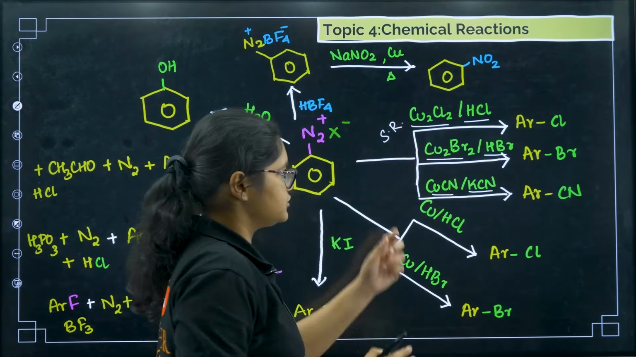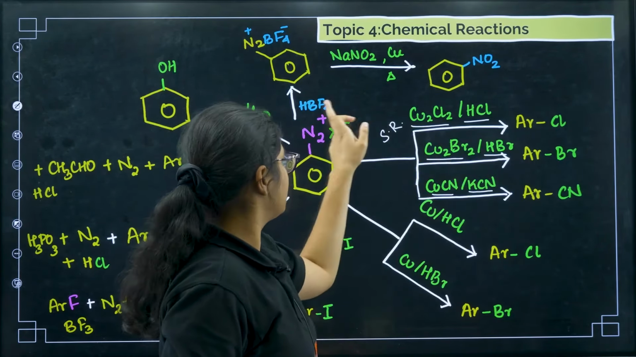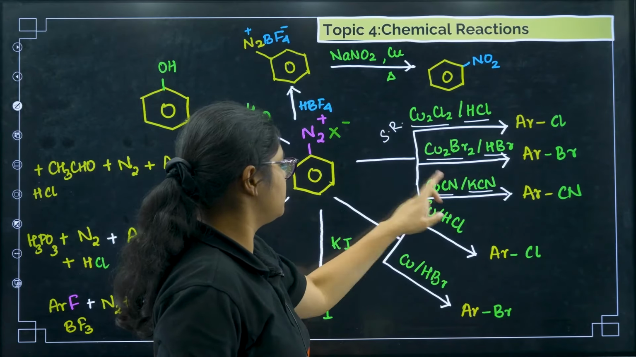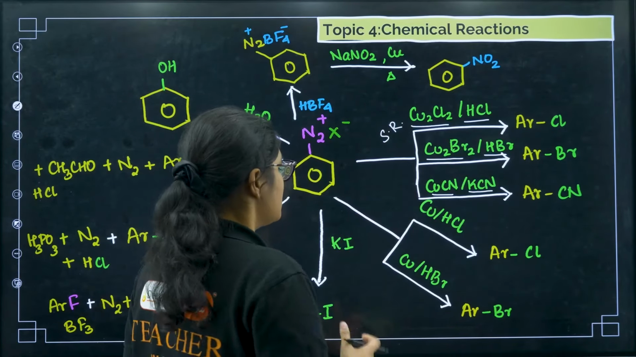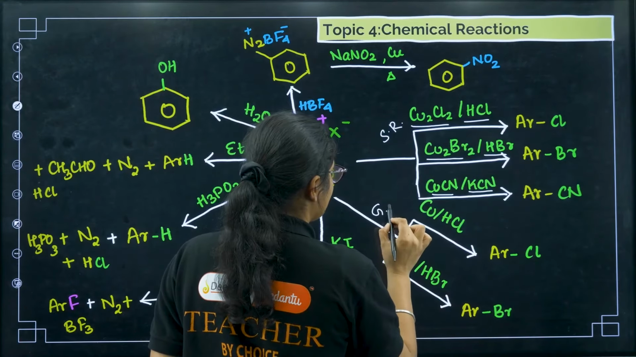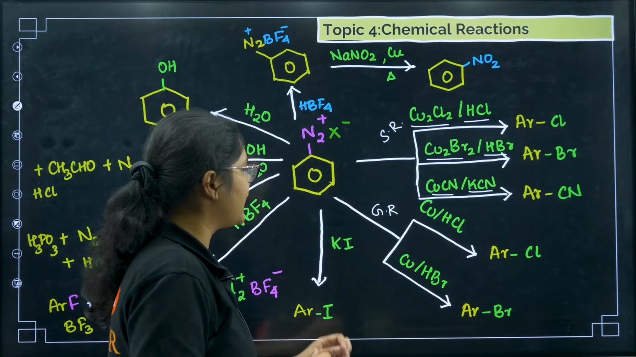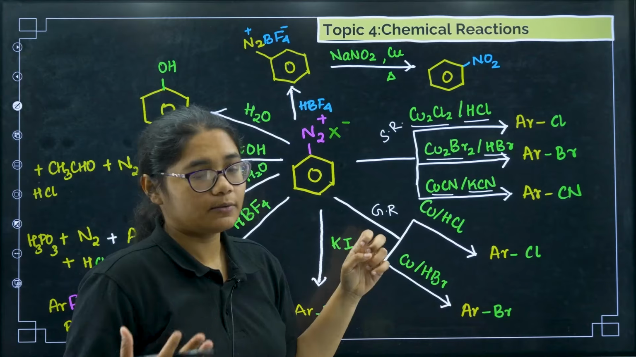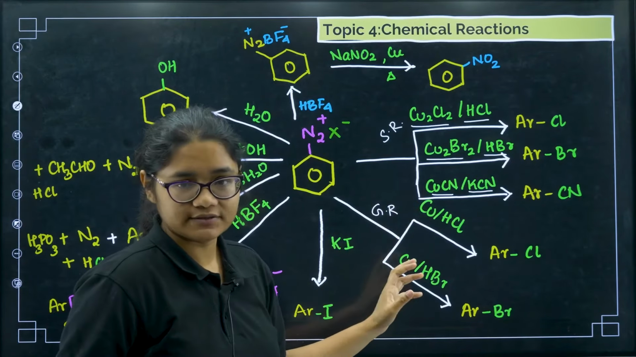I'm not writing it in full, I'm just writing like this. So what will happen? Cl will be replaced here, bromine will be replaced here, CN will be replaced here. Now you can use CuCl or CuBr. This is your Gattermann reaction. So to get chlorobenzene or bromobenzene, we have these two methods, okay.